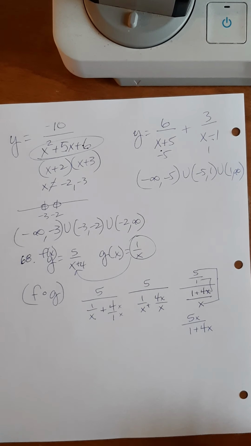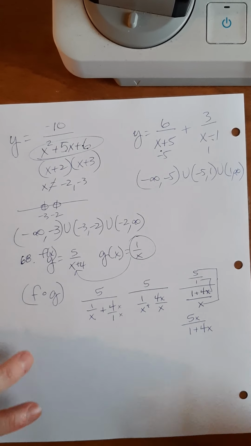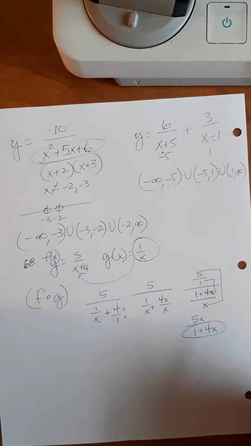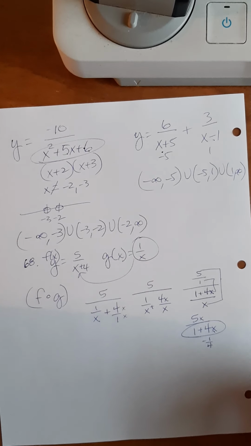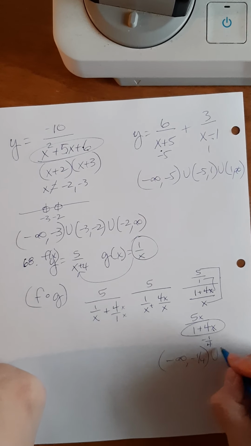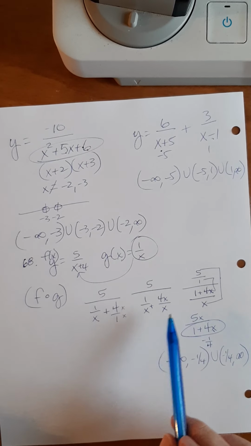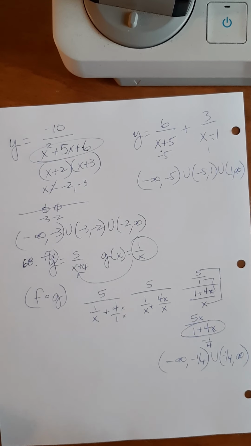And by looking at this, if you wanted to find the domain, what's the one thing that x could not equal? In other words, what would make this 0? Negative 1/4. So you'd have negative infinity to negative 1/4, union negative 1/4 to infinity. So you might have to do a little bit of simplifying, common denominator for maybe a couple of them. They typically don't do too bad with those.